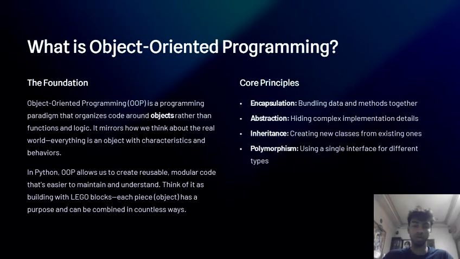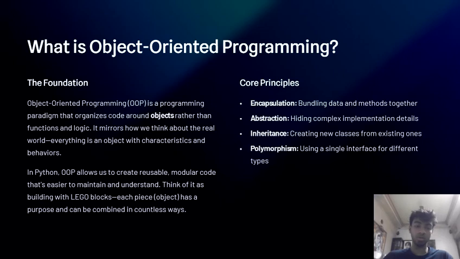So what is object-oriented programming? OOP stands for Object-Oriented Programming. It's a way of structuring code around objects instead of just functions or procedures. Think of it like building with Lego blocks. Each piece or object has its own purpose, and you can combine them in different ways to build something larger. In Python, OOP helps us write modular and reusable code that's easy to understand and maintain. It also makes it easier to map code to real world problems.